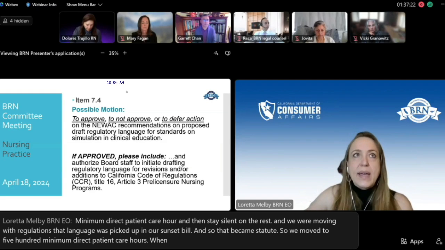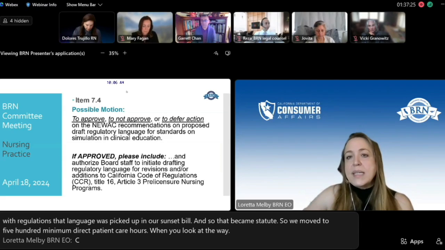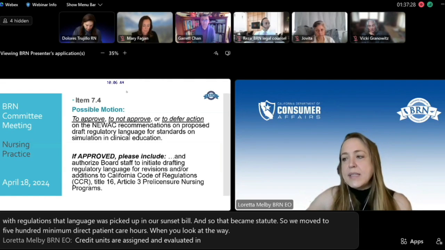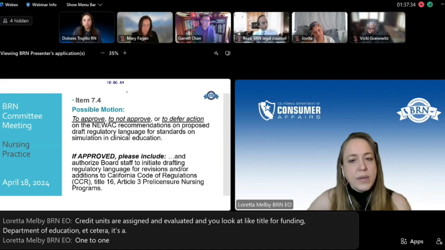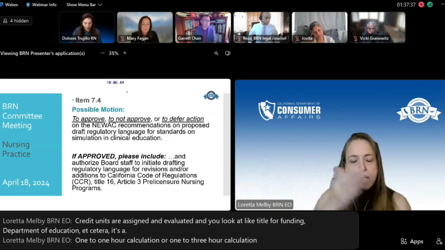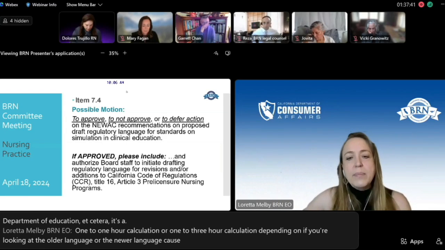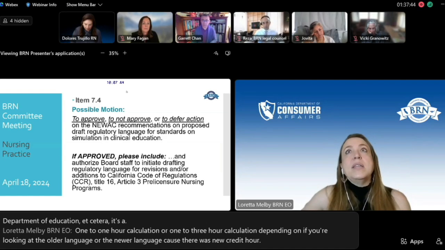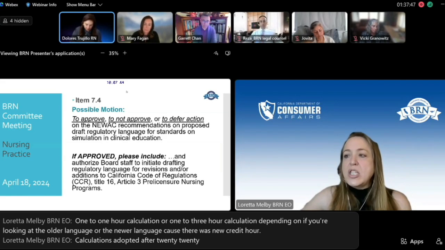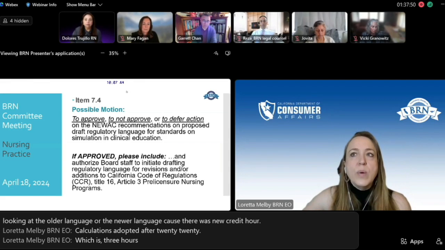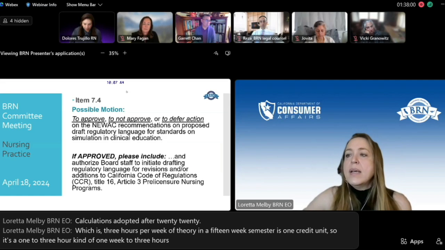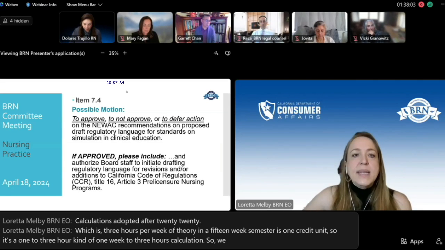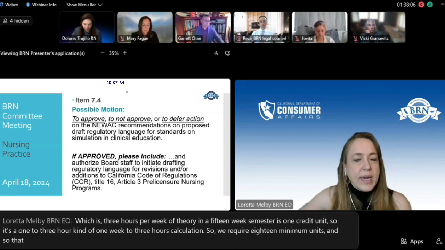When you look at the way credit units are assigned and evaluated, and you look at Title IV funding, Department of Education, et cetera, it's a 1-to-1 hour calculation or 1-to-3 hour calculation, depending on if you're looking at the older language or the newer language, because there were new credit hour calculations adopted after 2020, which is 3 hours per week of theory in a 15-week semester is 1 credit unit. So it's a 1 week to 3 hours calculation. So we require 18 minimum units, and that gives us an hour calculation, right?